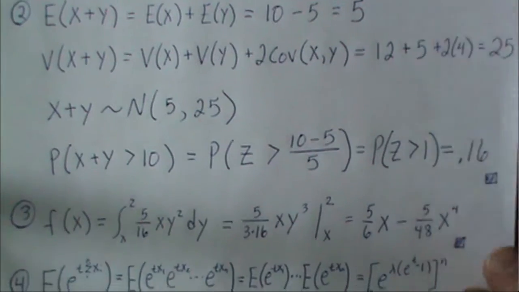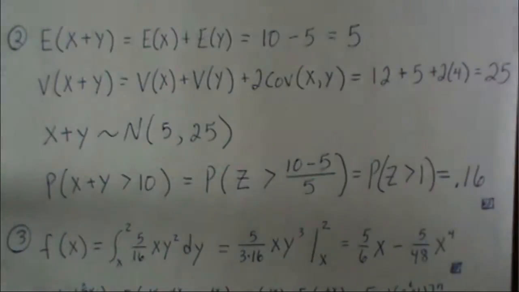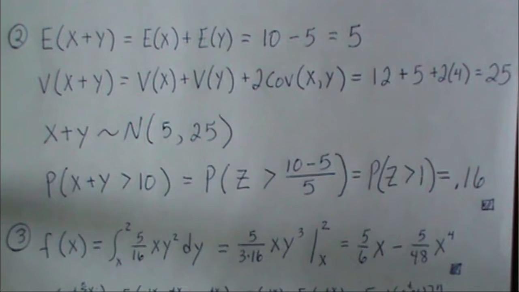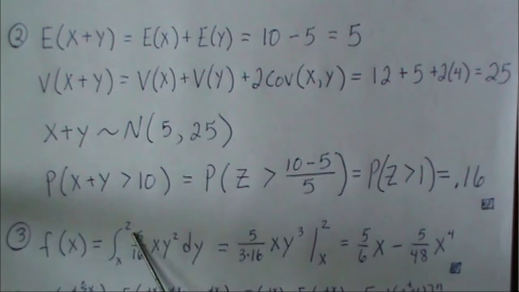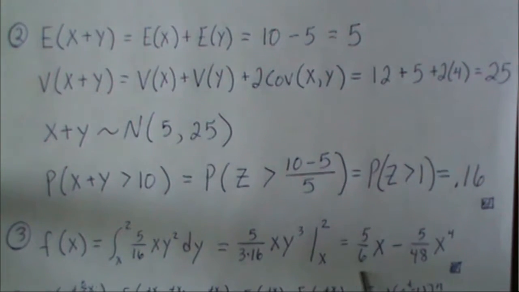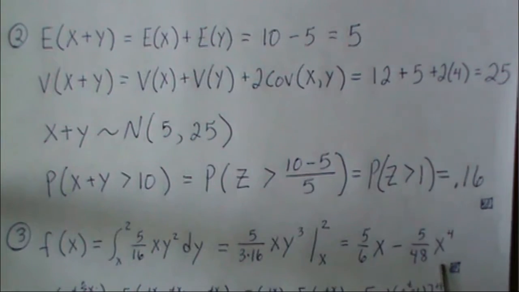Problem number 3, we want to find the marginal distribution of x. And we're given the joint density, which is 5/16 x y squared, and we want to integrate out y to find the density of x, and y ranges from x to 2, and so then this is just a simple integration. The integral of y squared is y cubed over 3, which we get here. Limits of integration, plug it in, that's our answer.